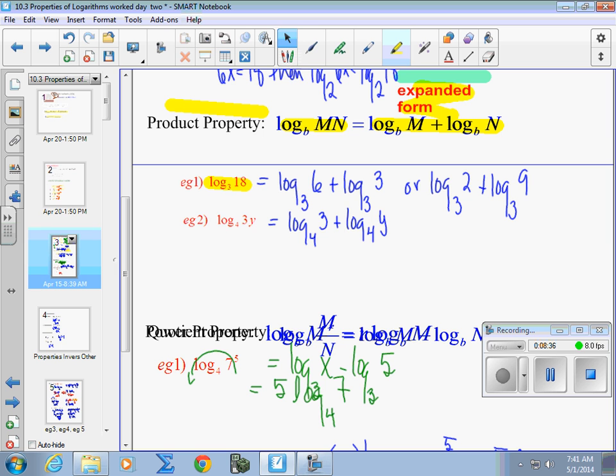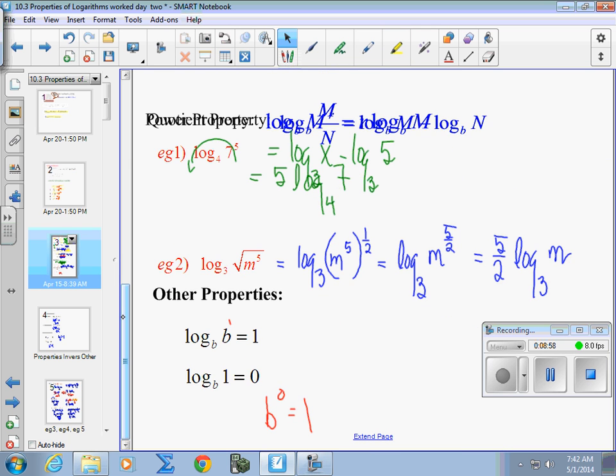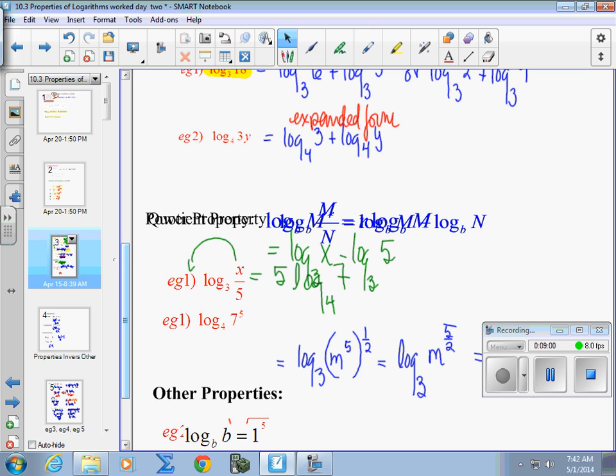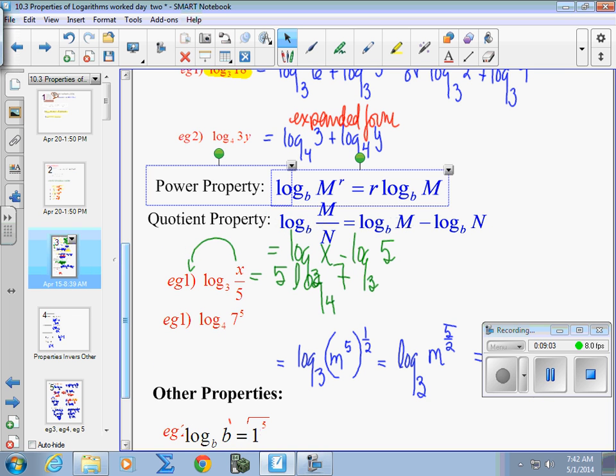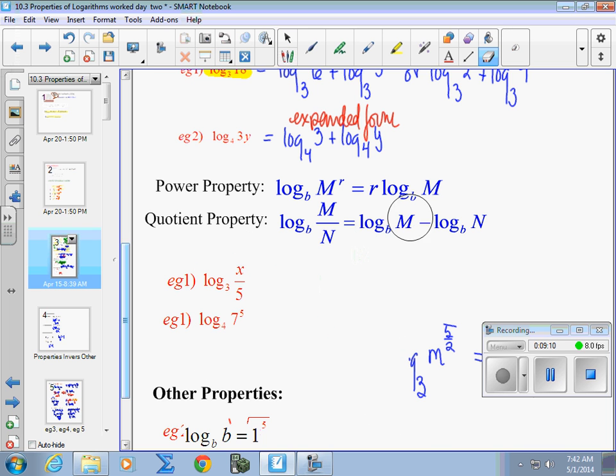Like I said before, this is called expanded form. You won't see that terminology in this textbook, but that's what it is. Everybody okay with the product property? Okay, good. Next, we're going to look at the closure property.